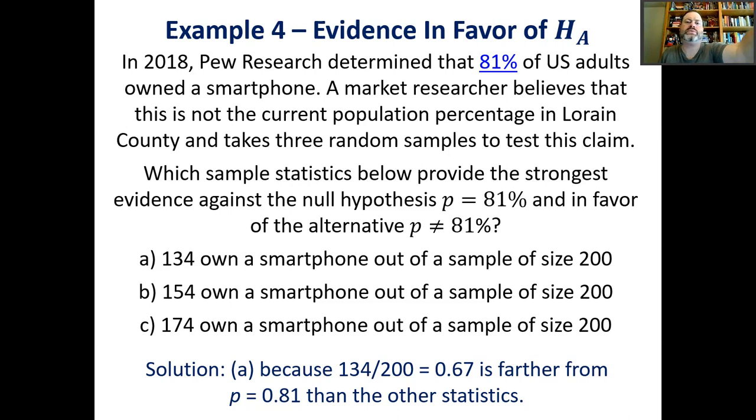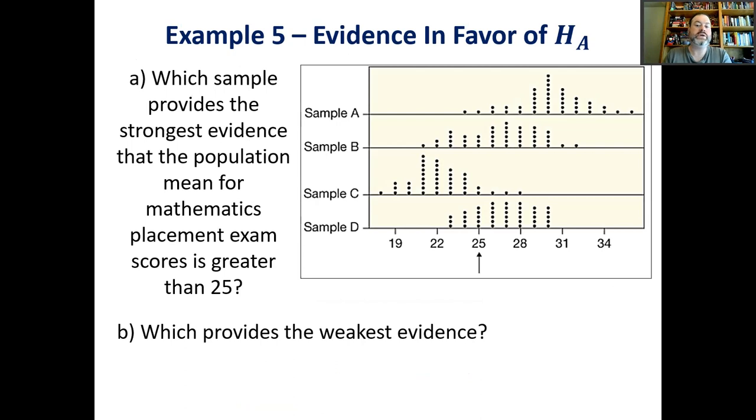So what we're doing here is we're really using the idea of a sampling distribution, right? That we could go in and take lots and lots of samples. And here are 3 of them. So here's a similar question. Which sample provides the strongest evidence that the population mean for mathematics placement exam scores is greater than 25?